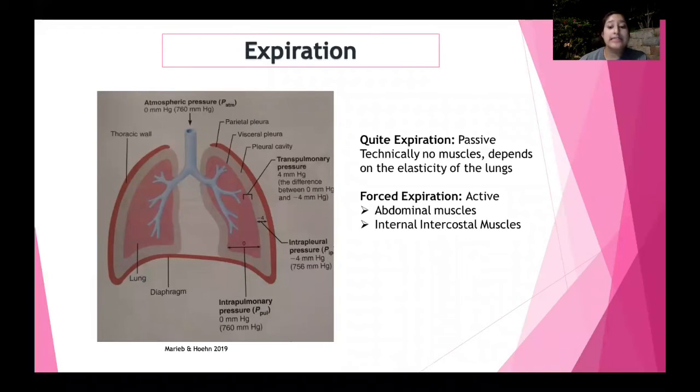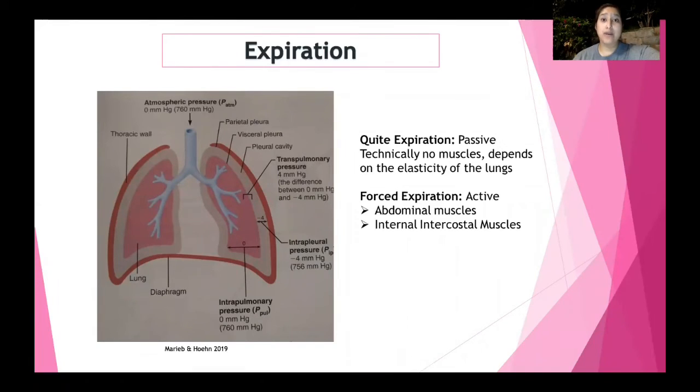Forced expiration is an active process. It's a forceful pushing of air out. It uses the abdominal muscles and internal intercostal muscles. In expiration, stretch receptors of the lungs signal the medulla to shut down the ventral respiratory group, or the VRG, which inhibits the presynaptic neurons of the phrenic nerve, which controls the diaphragm. And it also inhibits the external intercostal nerves.